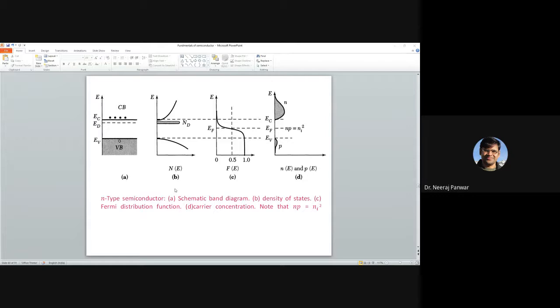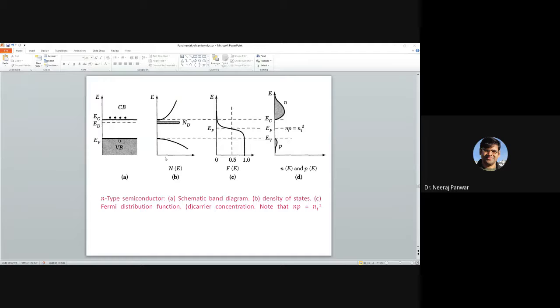So here, what is shown is the donor levels. It is basically an N-type semiconductor, in which you can see that the number of electrons in the conduction band is more than the number of holes in the valence band. So these electrons are donated by these donor levels.